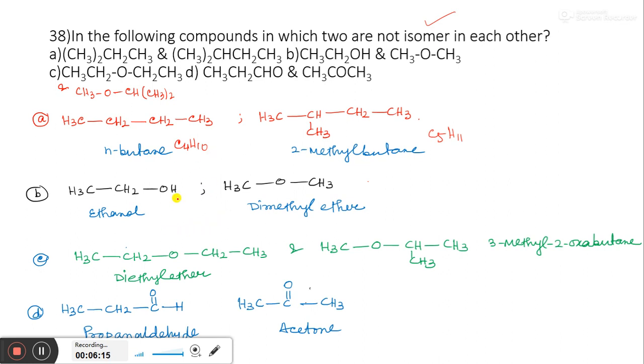Now let us check the other options. Option B is ethanol, CH3CH2OH, and the pair is CH3OCH3. The first one is ethanol, the second one is dimethyl ether, having the same molecular formula C2H6O, and they are a pair of functional group isomers. The third option is CH3CH2OCH2CH3 and CH3OCH(CH3)2, in which there are two CH3 groups. They are a pair of diethyl ether and 2-methoxypropane, two ether molecules. These are examples of metamerism.